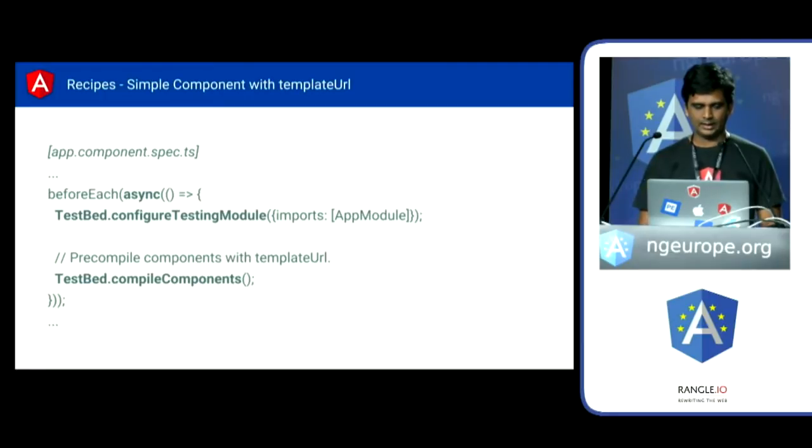So the async test wrapper essentially uses zones to keep track of all the async tasks that are pending after its body is completed. You would configure testing module, which is a synchronous operation, and then compile components will run. That might start a lot of async operations, and the async wrapper would wait for all of them.